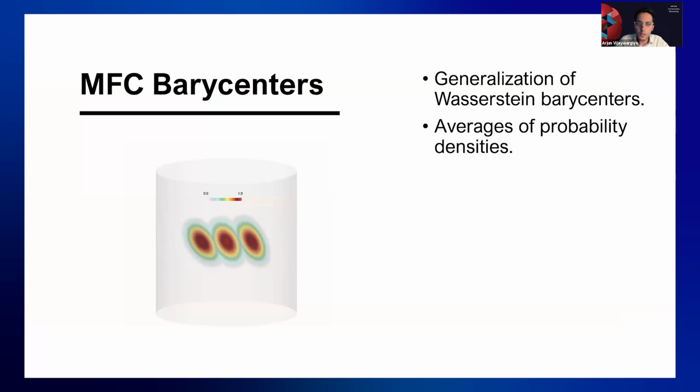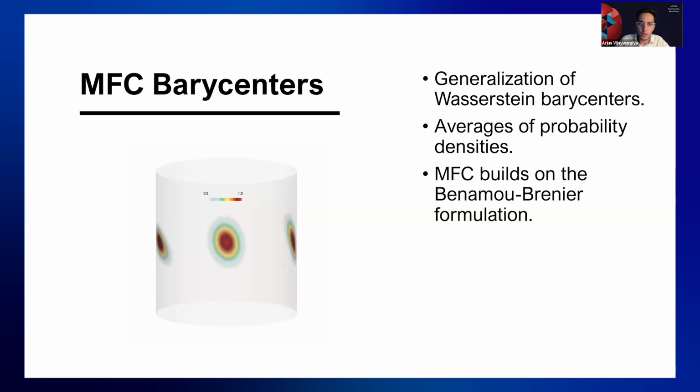Probability densities don't live in Euclidean spaces, right? And to average them in a meaningful way, you need some kind of an appropriate metric. And that's where the Wasserstein metric comes in. The Wasserstein metric has several different formulations. In particular, there's the Benamou-Brenier formulation that the MFC approach exploits.